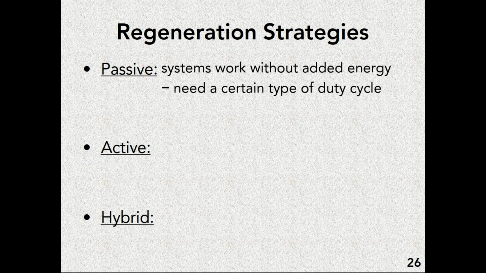It uses the duty cycle of the engine and the temperatures produced by the engine to passively burn the soot off. That would be the NO2. An active system is one that doesn't produce any NO2. It's not using catalysts, so we need to add energy to that one. Now, that energy could be added in a number of ways, and I'll show you those in just a second.